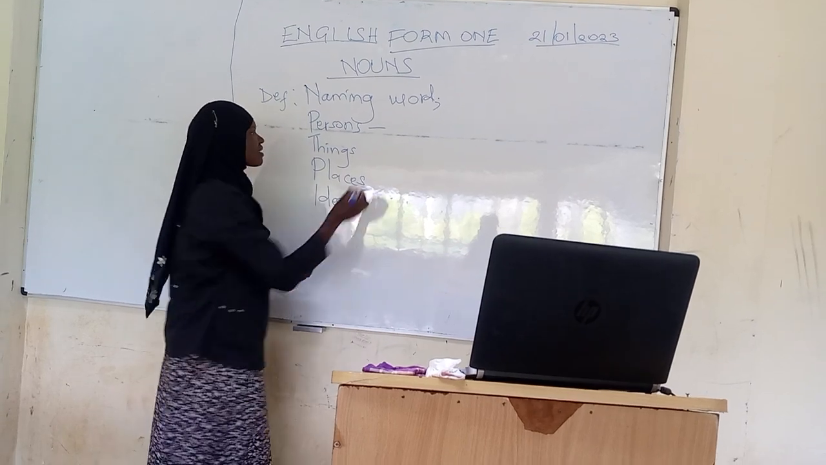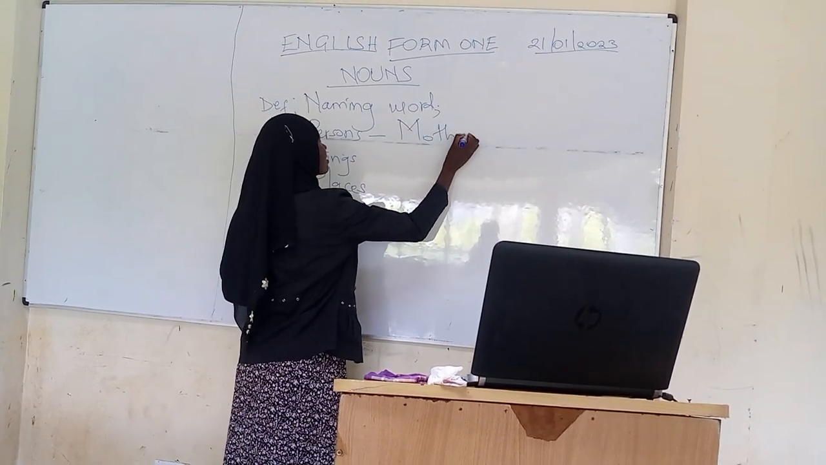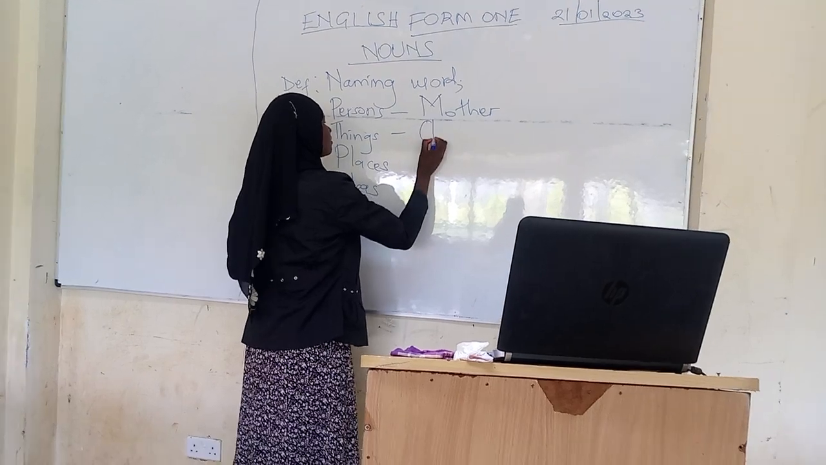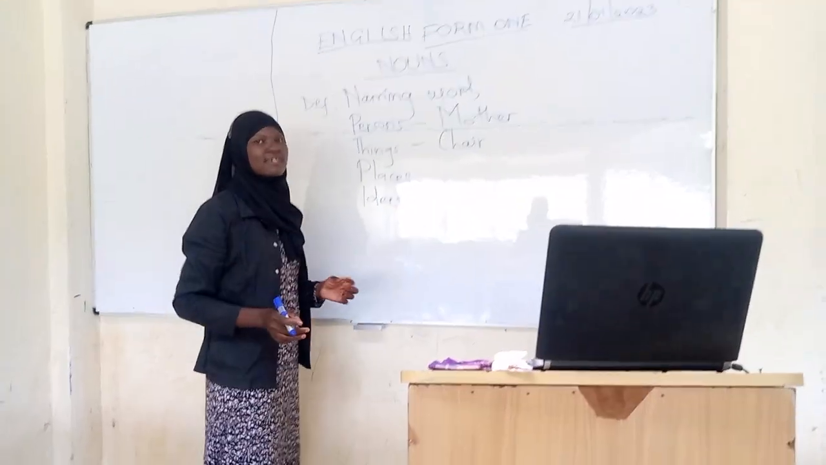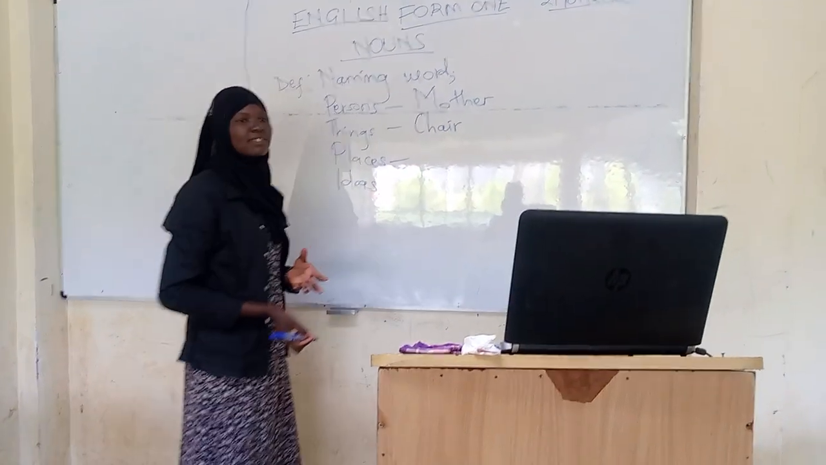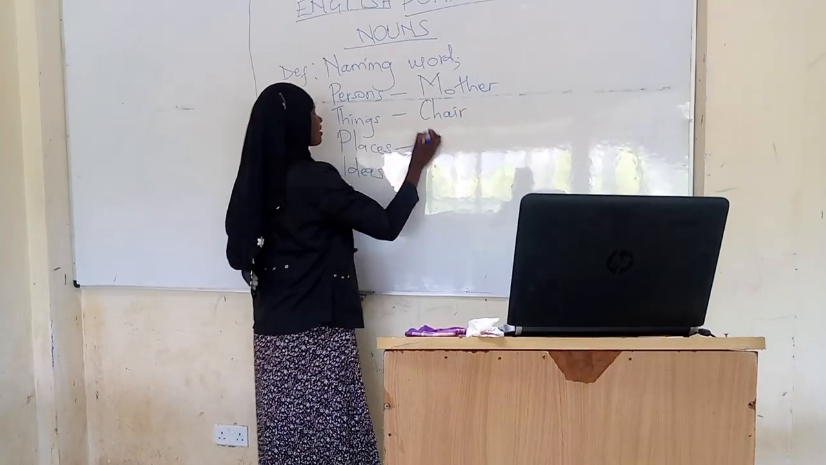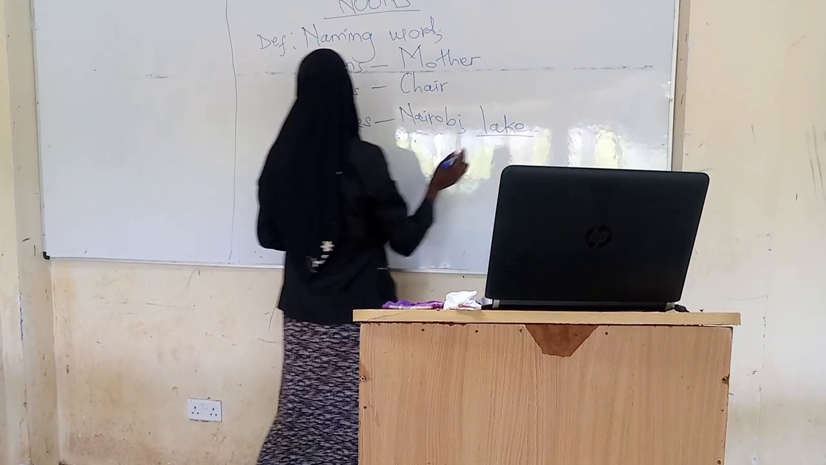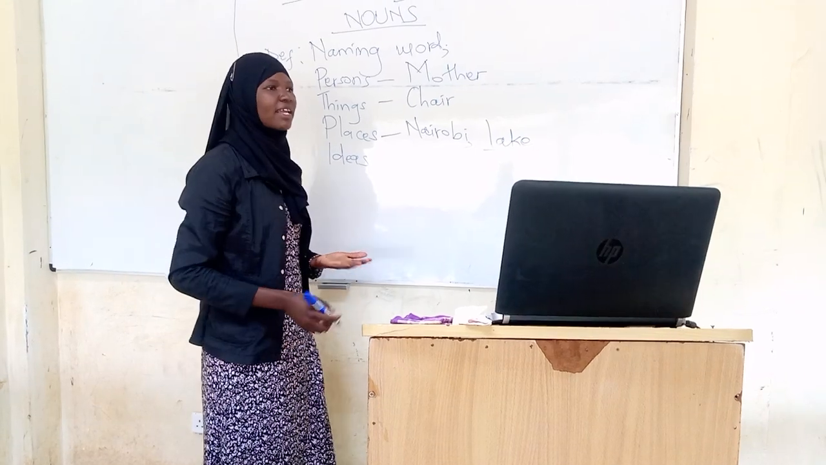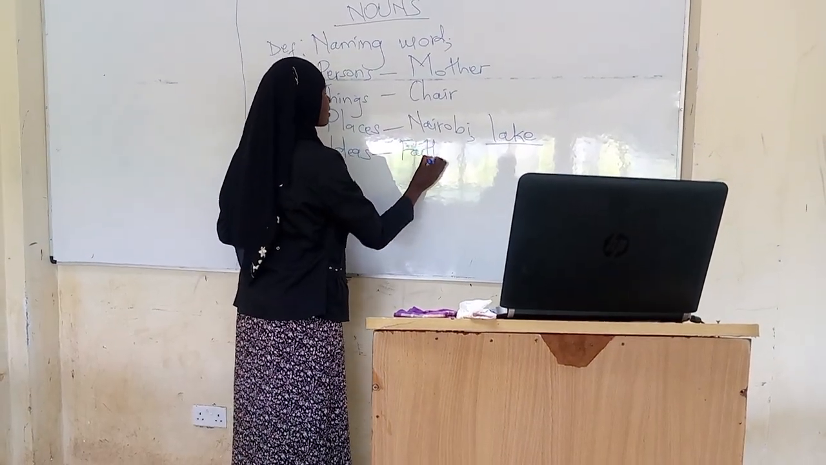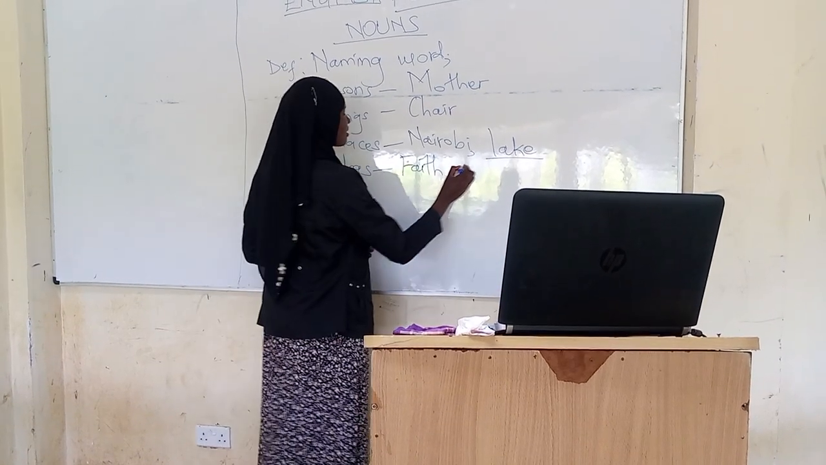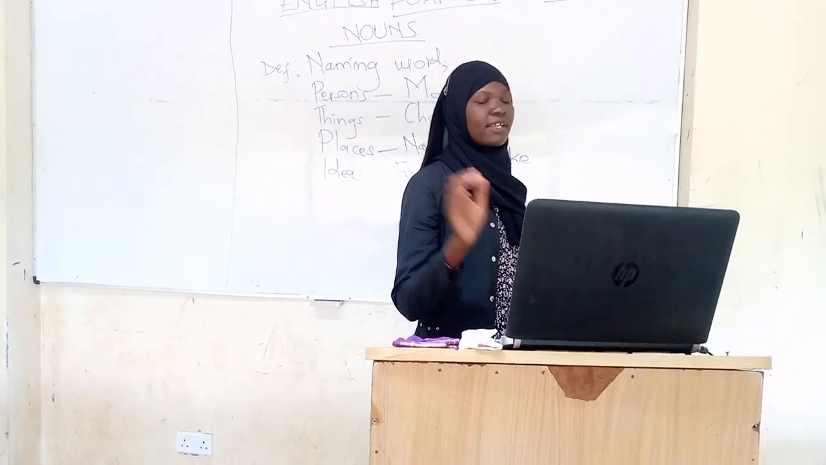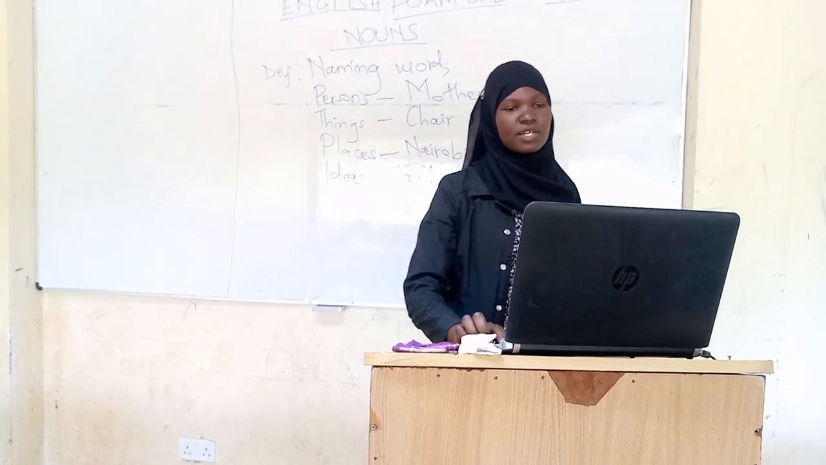Under persons, we can say a mother. A mother is an example of a person, a boy, a girl, or a father. When it comes to things, you can say a chair, a table, a desk, etc. Next, when it comes to places, you can name places like Nairobi, a lake, etc. Ideas, we have ideas like the idea of faith. A person can have an idea of faith, justice, fantasy, etc. You can give more examples as you continue to read them.